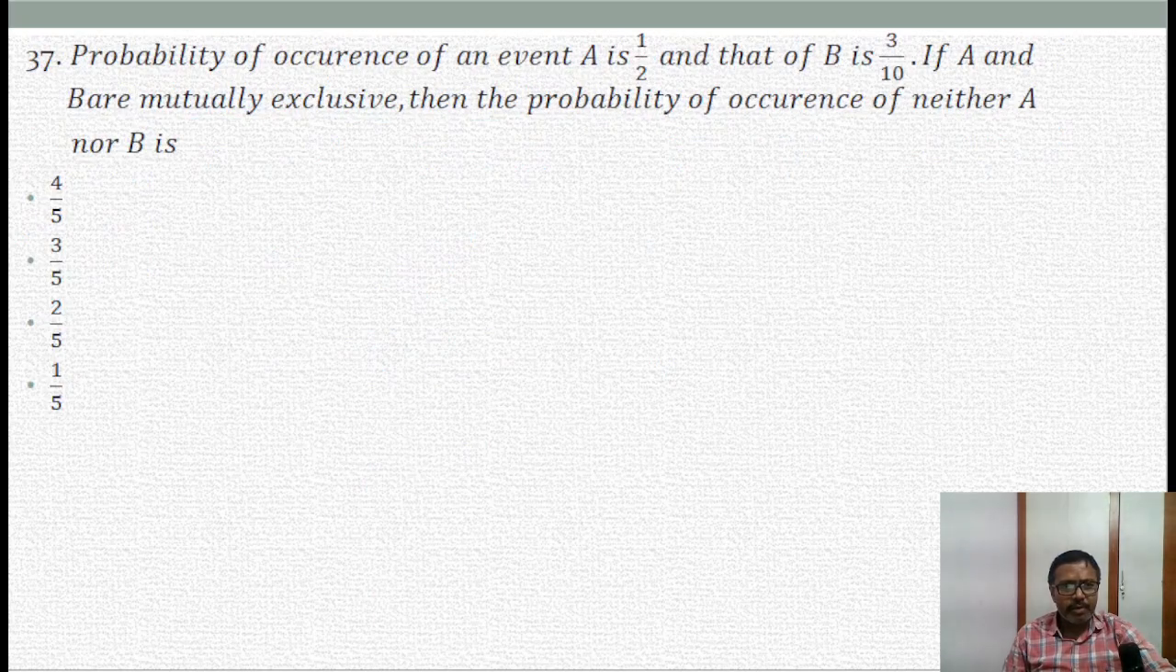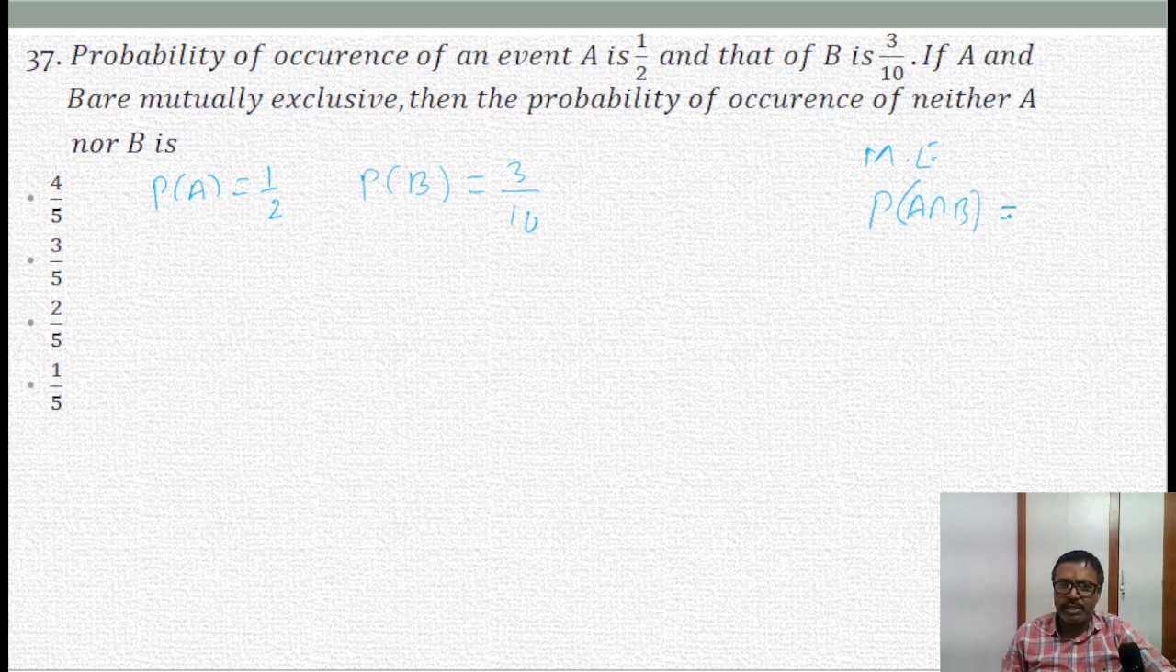Question number 37. Probability of occurrence of an event A is 1 by 2. They are asking again a question on probability. So they have given here clearly P of A is 1 by 2. And P of B is 3 by 10. And if A and B are mutually exclusive, there are two conditions, friends, we have to keep in mind. One is mutually exclusive and one more is independent event. If it is mutually exclusive, we know that means no common elements. Probability of A intersection B is equal to 0.